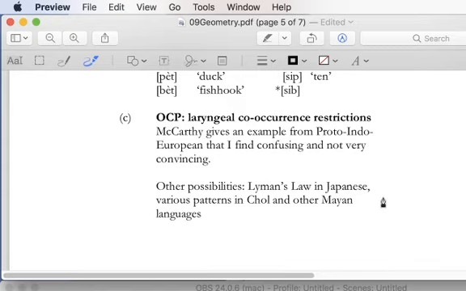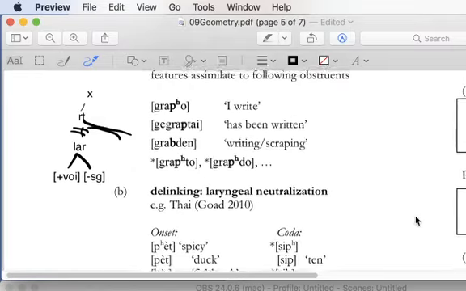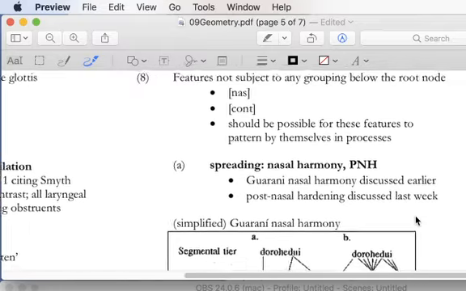There are various patterns involving more elaborate laryngeal systems in Chol and other Mayan languages that can be analyzed as OCP effects over laryngeal features, although they're not necessarily analyzed that way. And they get very complicated. So I'm going to sort of gloss over them here and say, well, let's be on the lookout for complex OCP phenomena involving more than one laryngeal feature. But for right now, we're going to skip over it. That said, we still have pretty good evidence for this laryngeal node.